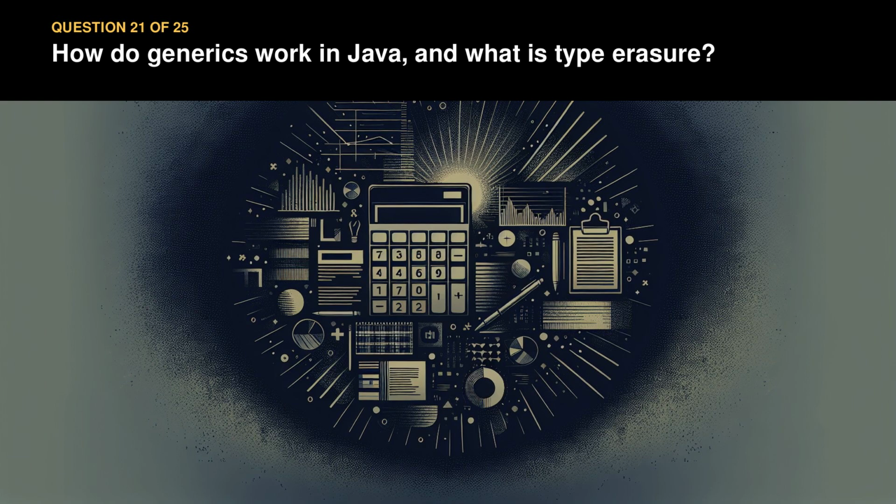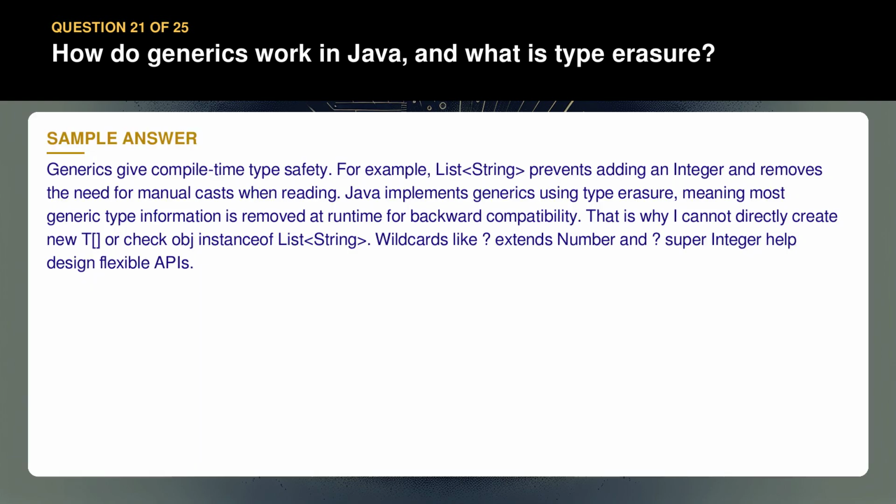Question 21. How do generics work in Java, and what is type erasure? Generics give compile time type safety. For example, List<String> prevents adding an integer and removes the need for manual casts when reading. Java implements generics using type erasure, meaning most generic type information is removed at runtime for backward compatibility. That is why I cannot directly create new T or check obj instanceof List<String>.